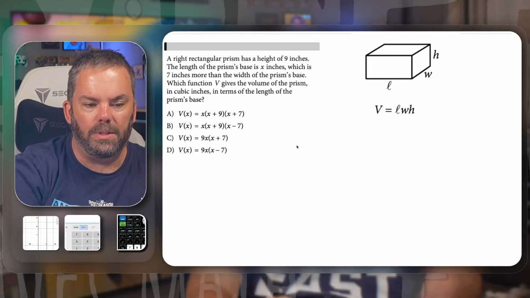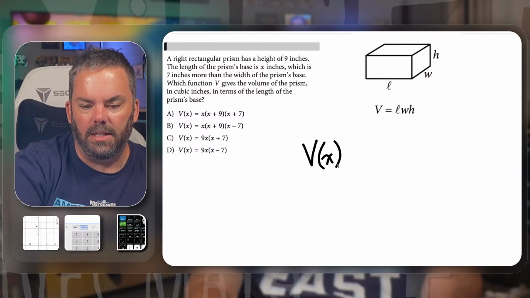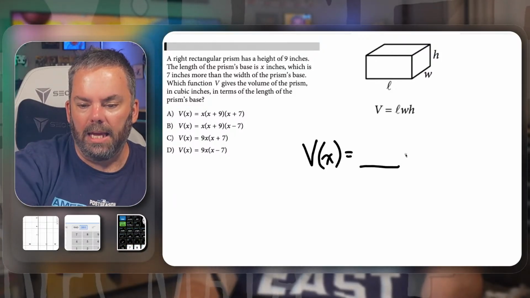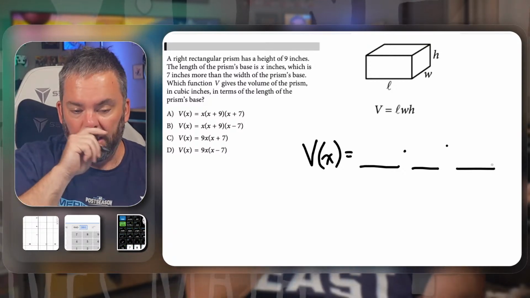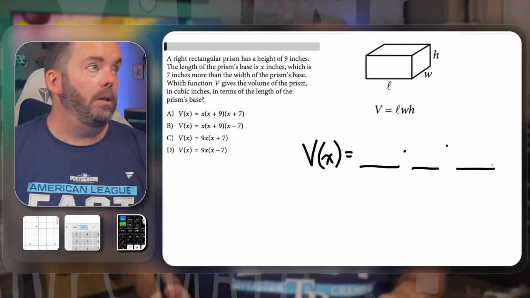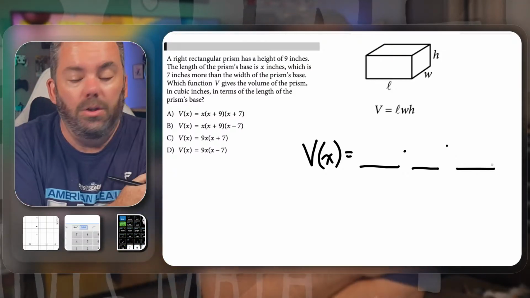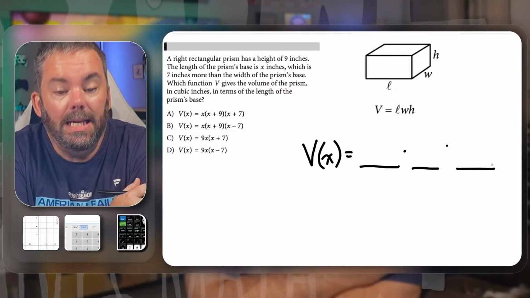So here they're giving it to us as a function. So instead of v equals, it's v of x equals. But we're going to do length times width times height, right? That's what we need. So let's go and read the problem now, right? I've done all that and I've barely even read the problem. So what's it say? It says a right rectangular prism has a height of 9 inches.